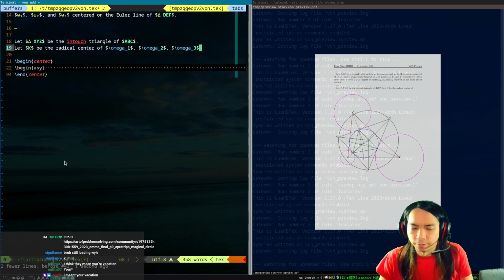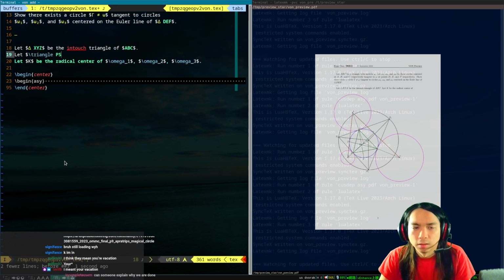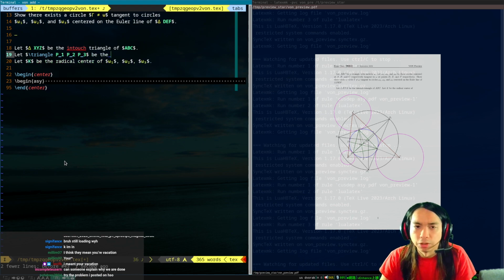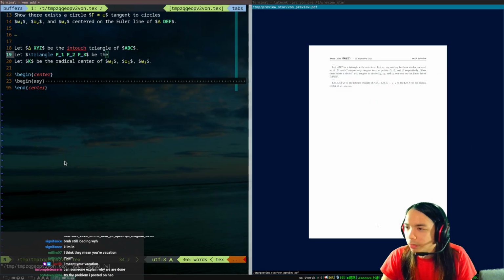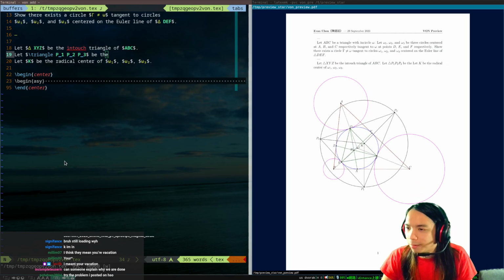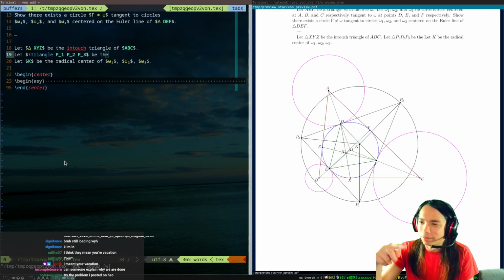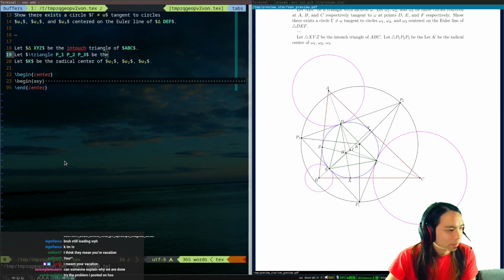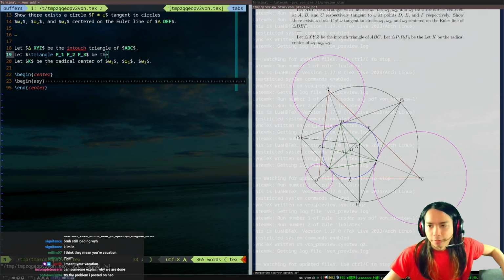Okay. Let P1 be the... Does anyone know what P1, P2, P3 is called relative to DEF? Is there a name for when you take the three tangent points? Oh, vacation. I'm leaving Monday.